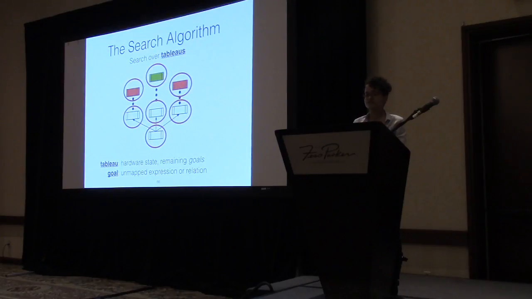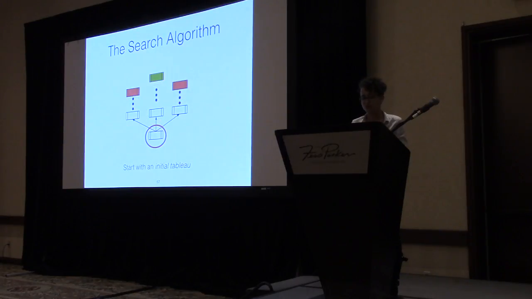So what Arco is, it is essentially a search over tableaus, where a tableau is the hardware state and all of the remaining goals in the system. In this context, a goal is an unmapped expression or relation. The general search algorithm is you start with an initial tableau, and then you apply tableau transitions over the initial tableau until you find a solved tableau.